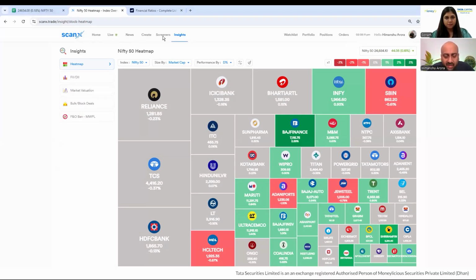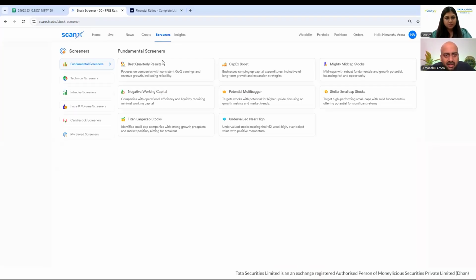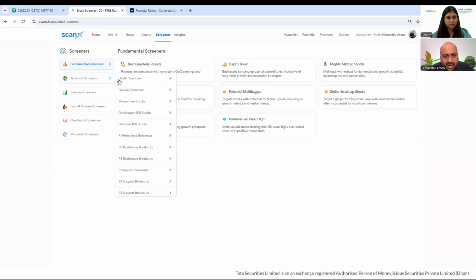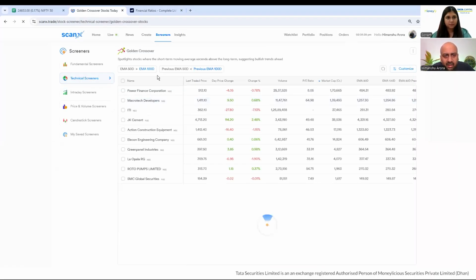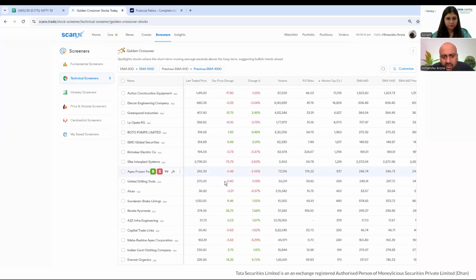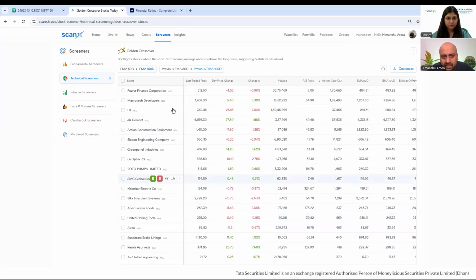What we have done here is that there are so many screeners that are ready-made available for our beginner users, anyone who is starting their journey. For example, you see there are technical screeners with golden crossover. The strategy which I just mentioned is called golden crossover. Whenever this happens in any stock, it shows me all those stocks where the 50 period EMA is crossing above a certain period of EMA.